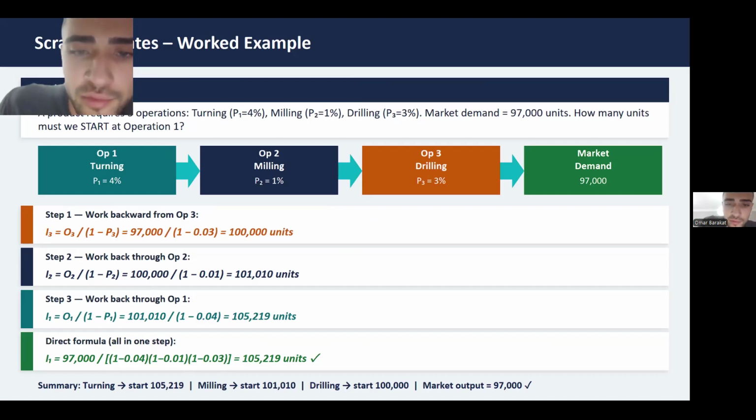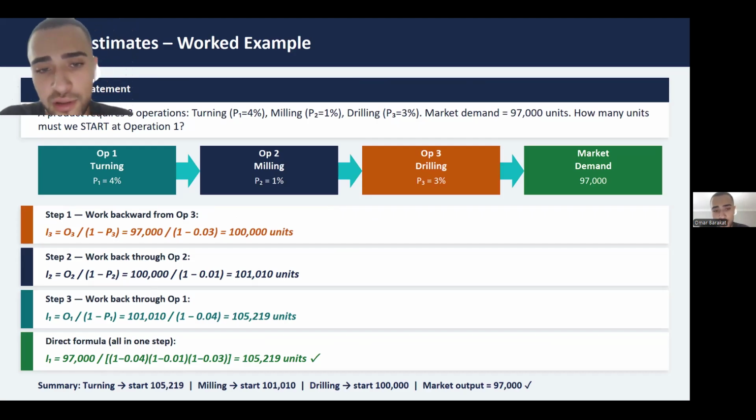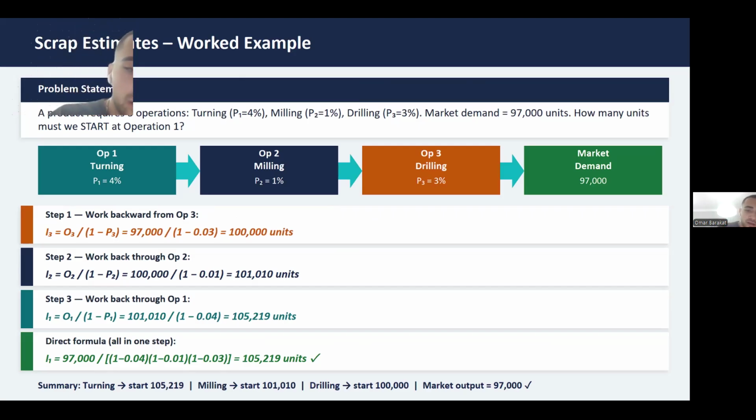Let's work through the example from this slide. A product has a market demand of 97,000 components. It requires 3 operations: turning, with p1 equal to 4%, milling, p2 equal to 1%, and drilling, p3 equal to 3%. How many units must we start at operation 1? We work backward from the end process. Here you can see that to deliver 97,000 good units to the market, we need to start at 105,219 units at turning. That's 8,219 extra units at 8.5% overhead, purely to account for scrap across the 3 operations.